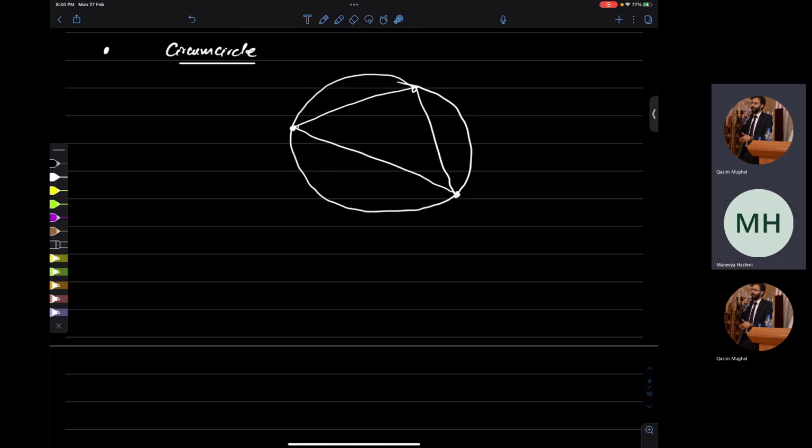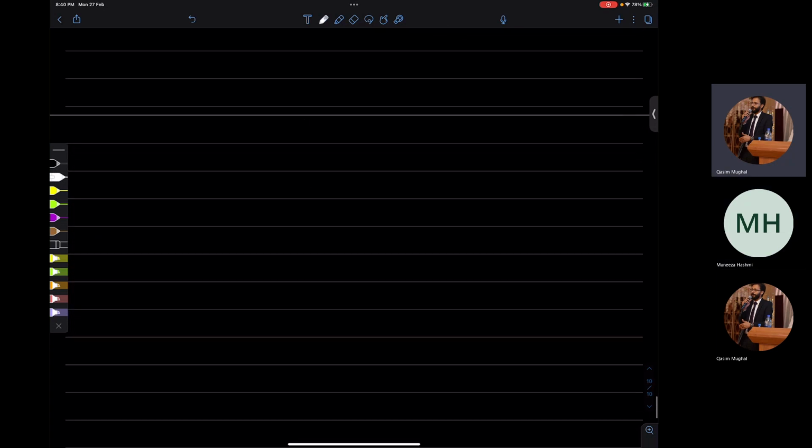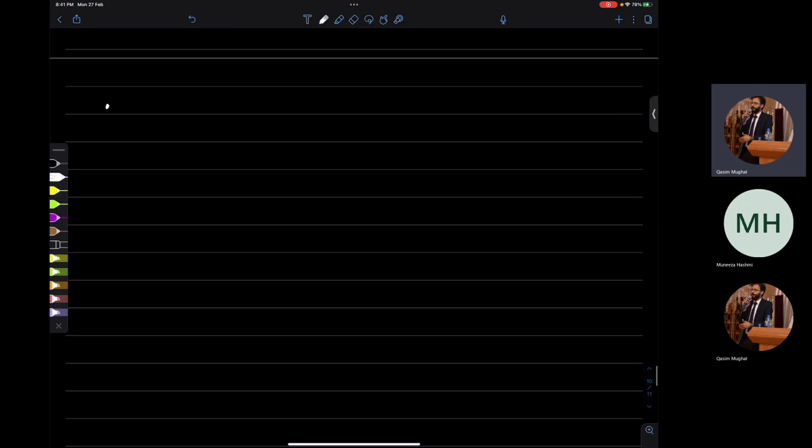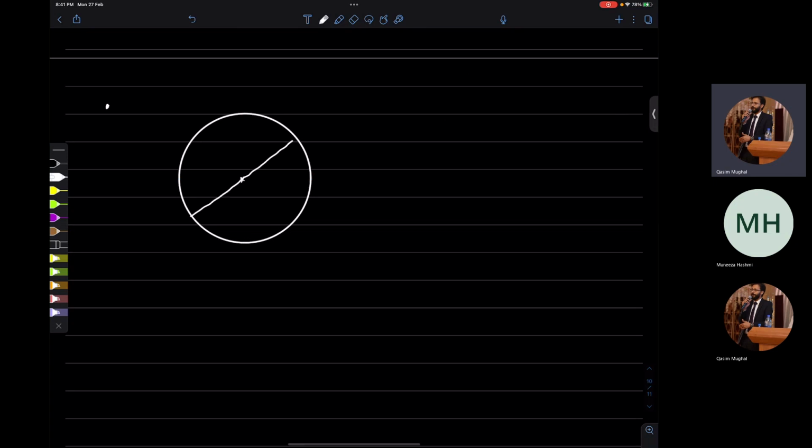So by using this concept, and if you recall from your IGCSE, you studied the semicircle angle property. So let's say this is the diameter of the circle. Whenever you see an angle being subtended anywhere on the circumference from a diameter, or you can call it from a semicircle, that angle is always a 90-degree angle, remember?